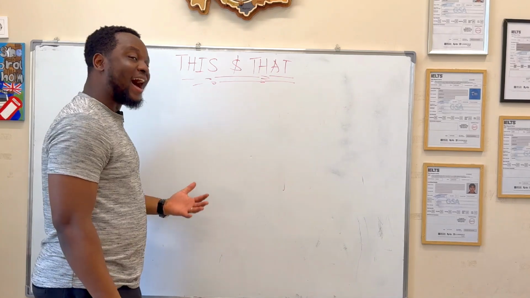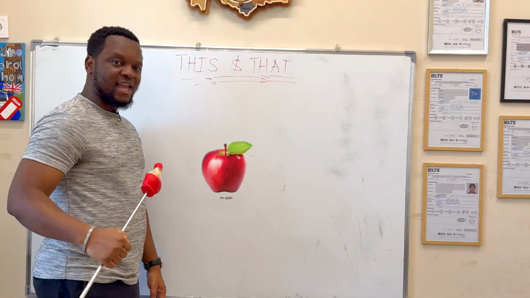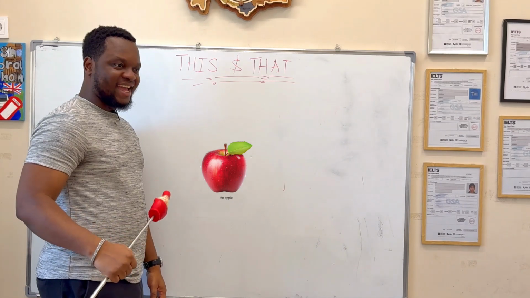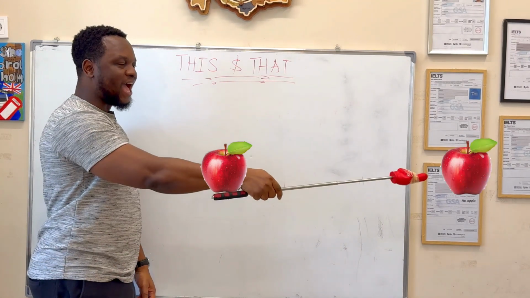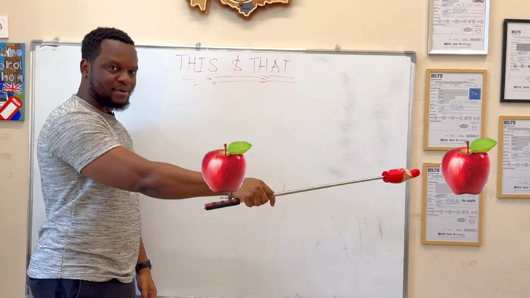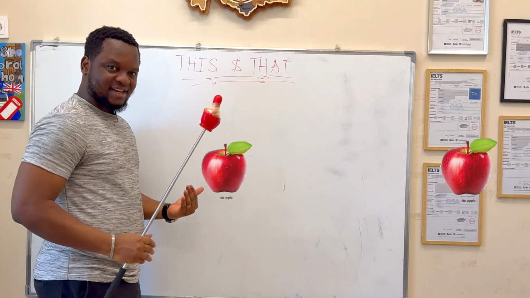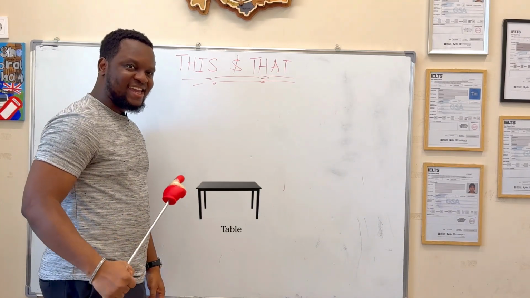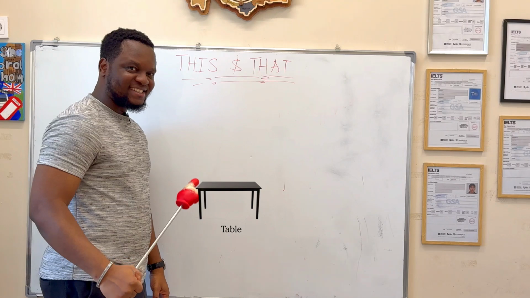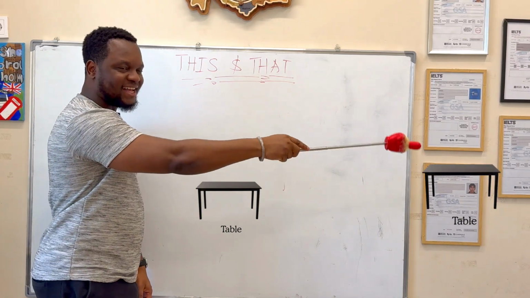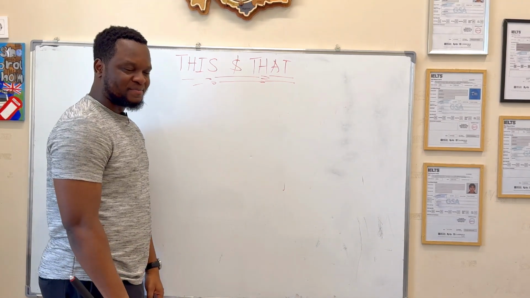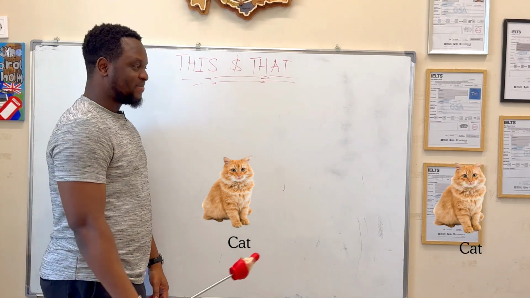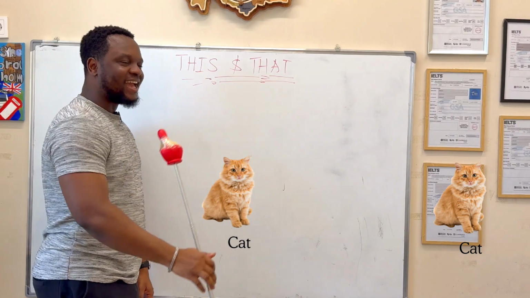For example, I can say this is an apple. That is an apple. This, that. This is a table. That is a table. This is a cat. That is a cat.